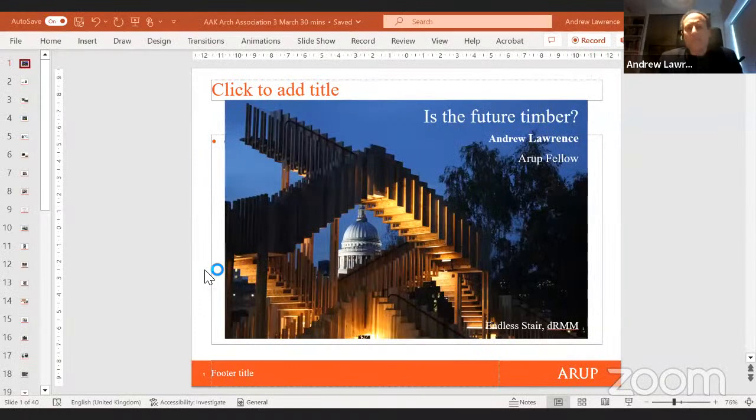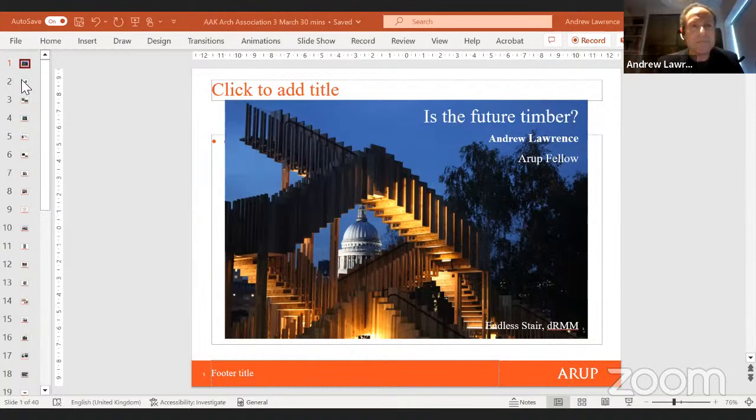Thank you very much for the invitation to talk today. Let me just share my screen. Now, I would like to answer the question, when does using wood really make sense? What's the potential for it in construction?